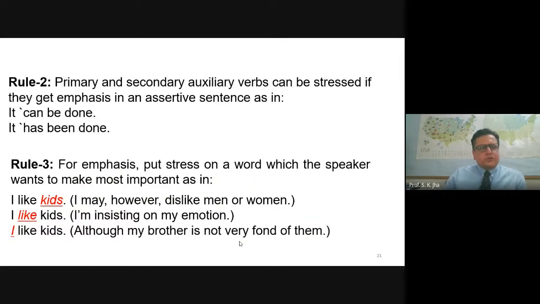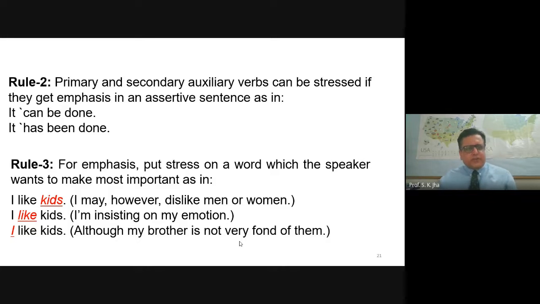Well, rule 2 says that primary and secondary auxiliary verbs can be stressed if they get emphasis in an assertive sentence, as in, it can be done. Because just now we saw that closed words should not be stressed. But here, this rule says primary and secondary auxiliary verbs can be stressed if they get emphasis in an assertive sentence, as in, it can be done. It has been done.